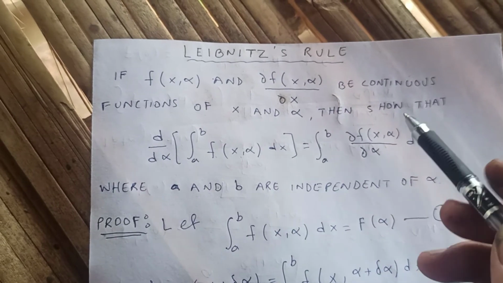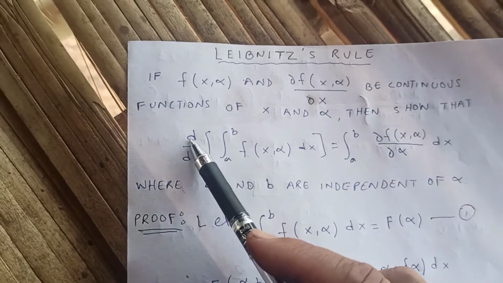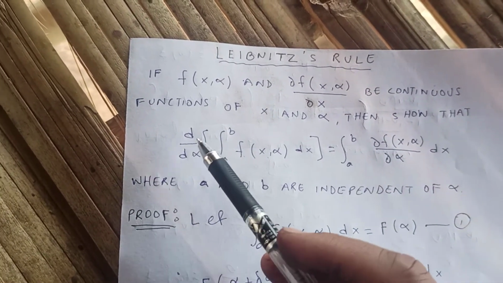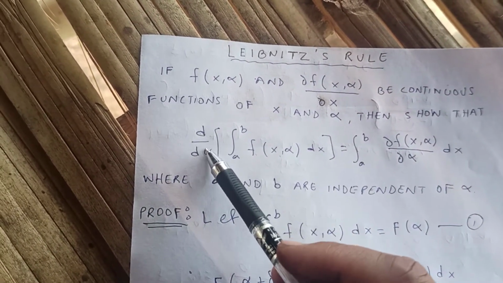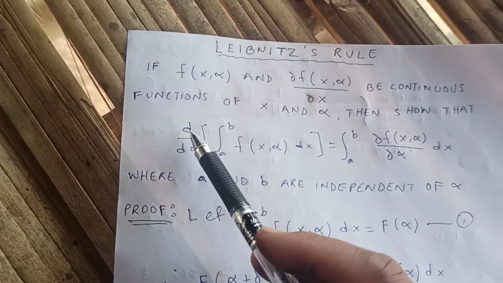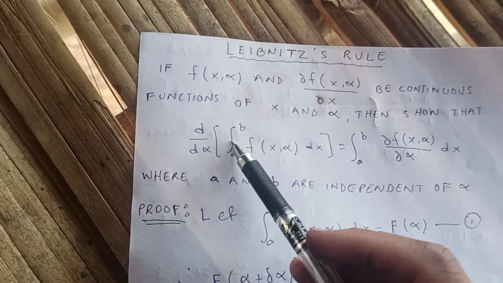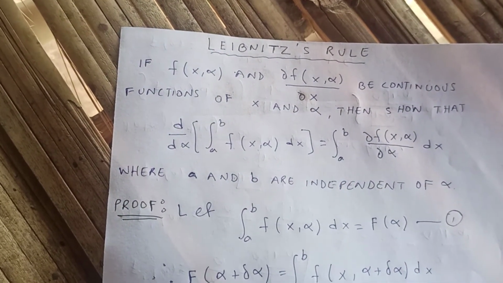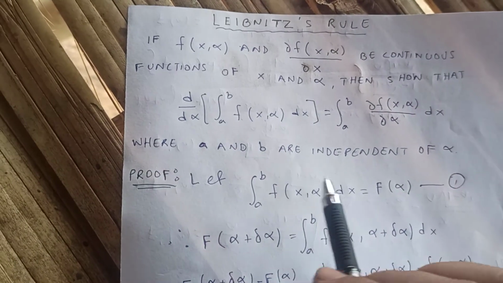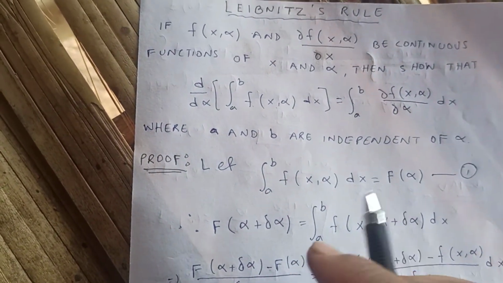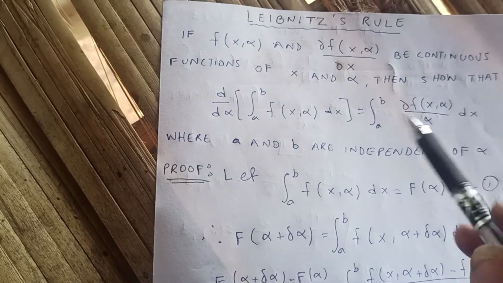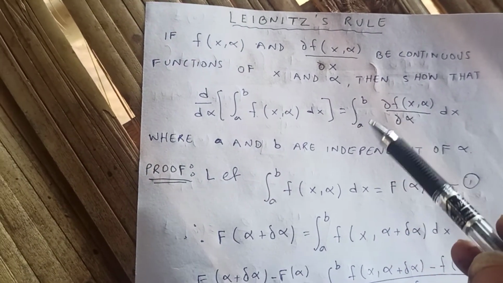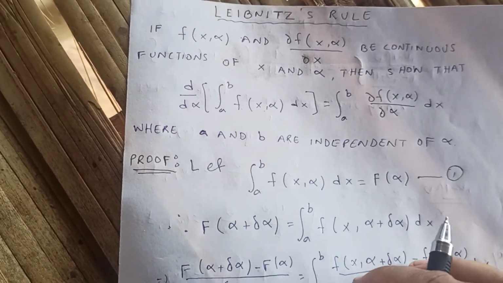Then d by d alpha of the integral from a to b of f of x comma alpha dx is equal to the integral from a to b of the partial derivative. This is the ordinary derivative and this is the partial derivative, meaning when the ordinary differentiation comes inside the integral, it changes to partial differentiation, where a and b, the upper and lower limits, are independent of alpha, so we treat alpha as a constant.